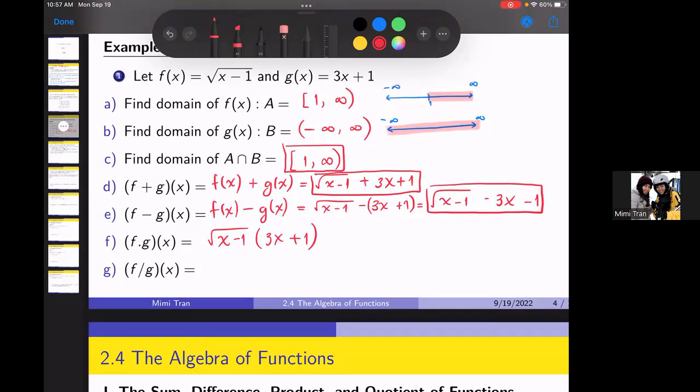If you want, you can distribute. I'm going to distribute this one to this one, this one to this one. So I'm going to move the 3x to the front first. And then plus one times square root of x minus one is still the same thing as square root of x minus one. I'll take both answers. It's not necessary to distribute, but it shows you the math, how it's done.